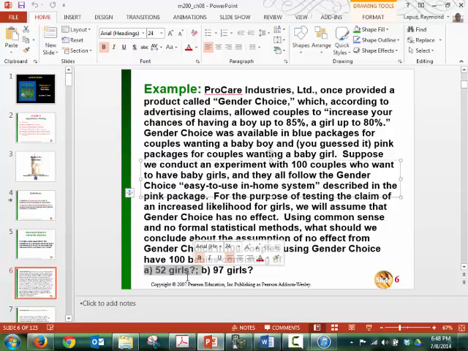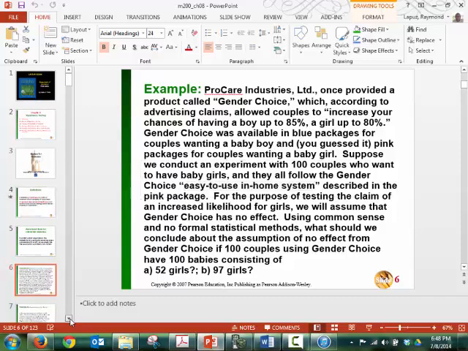Then there doesn't seem to be anything extra happening with this company. They don't seem to be doing anything special aside from giving you an easy to use in-home system in a pink package, because 52 girls is just about normal, or we would call it in our class a usual value. So there's nothing going on there.